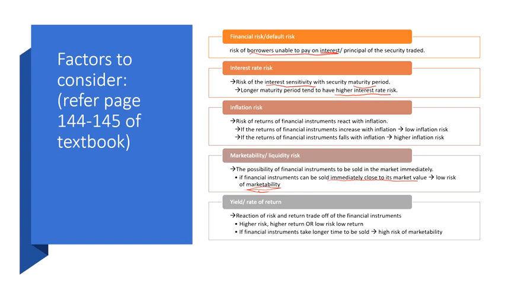The last factor is the yield or rate of return. Rate of return means the reaction of the risk and return trade-off of financial instruments, which means the higher the risk, the higher the return, or the lower the risk, the lower the return. If financial instruments take longer to be sold, it means they have a high marketability risk. Maksudnya since marketable securities are very easy to convert, dia takkan ada all these risks. Dia ada tapi rendah.